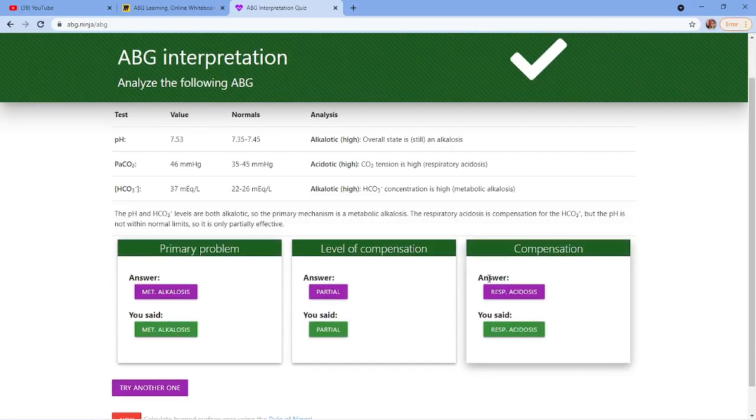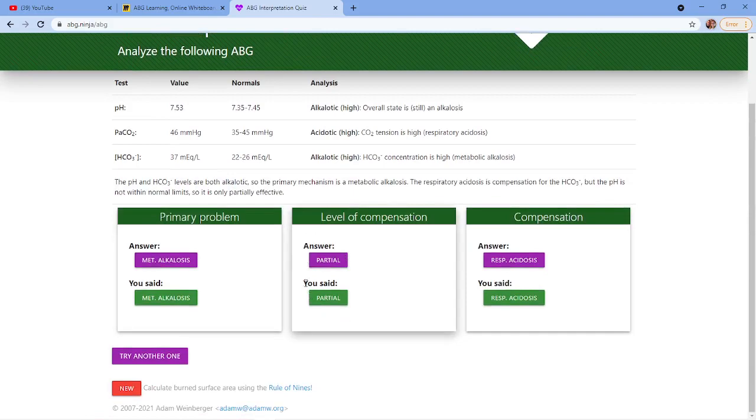Now let's break it down a little bit more. So we knew that the patient's overall pH is high, right? 7.53. So they're alkalotic. We knew that from the start. PCO2 is 46, slightly elevated, but not terrible. Bicarb, HCO3, was significantly elevated. So the pH and the bicarb are both alkalotic, so the primary mechanism is going to be metabolic alkalosis. The respiratory acidosis is compensation for the bicarb, but the pH is not within normal limits, making it partially effective. Remember what I said, if it was a normal pH, it's fully effective.